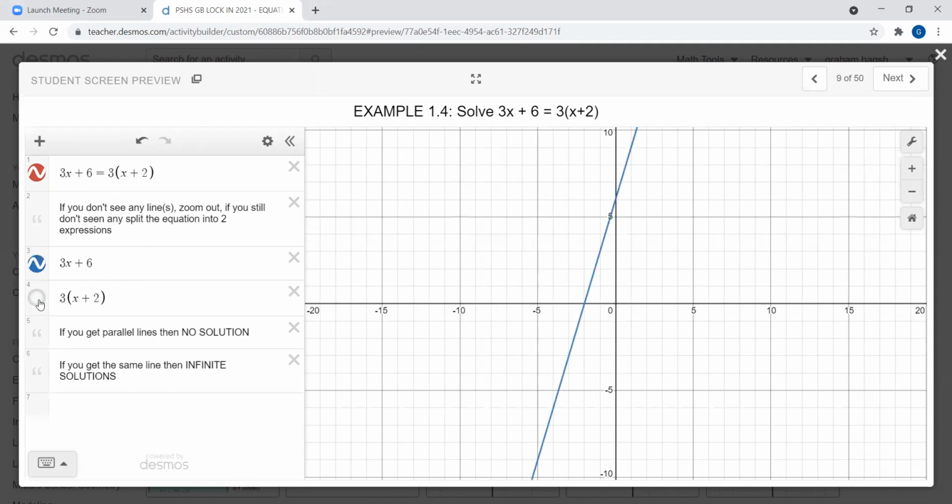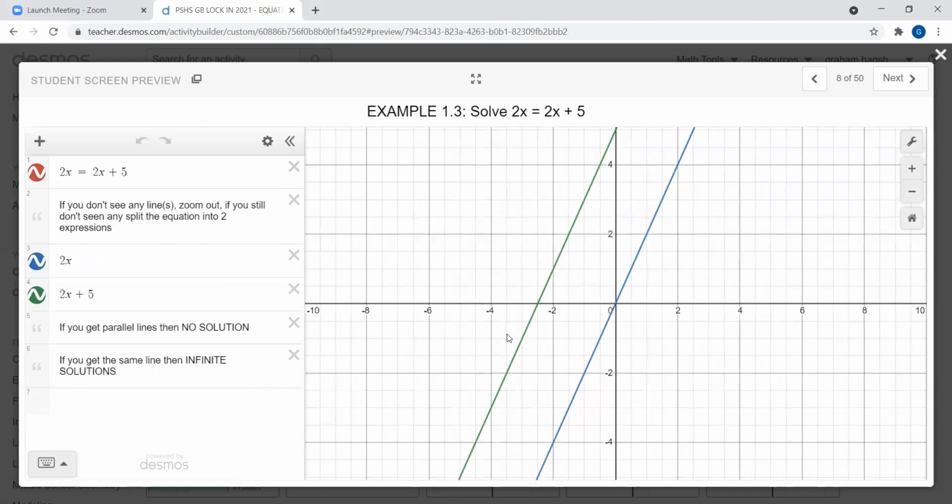And then when I type in both equations, look what happens. Now, this time I don't see 2 lines, I only see 1 line. But look what happens when I switch off the second line and then switch it back on again. You can actually see that these are identical lines here. So when you get the same line, that would be infinite solutions.